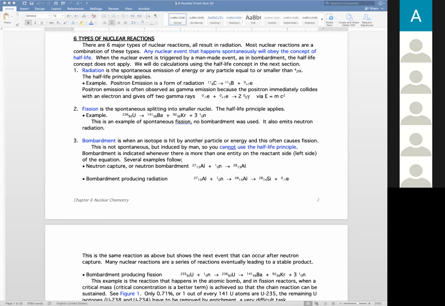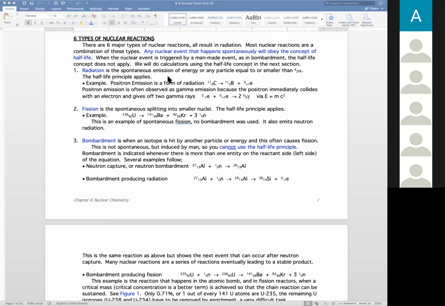So here's a concept that applies to most nuclear reactions. Any nuclear event that happens spontaneously will obey the concept of half-life. So as we go through these, I'm going to ask you if it's a spontaneous process or whether it's a man-made process. Okay. So here's the difference.